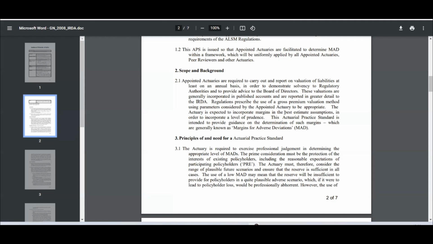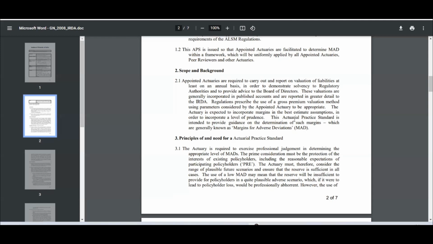Now, the actuary has to use professional judgment in order to determine the level of MADs. And so the basic criteria for determining MADs would be protection of the existing policyholder interest, and also including the policyholder's reasonable expectations. So that would mean a range of plausible future scenarios would be constructed, and the actuary should be able to demonstrate the solvency of the insurer in such situations.